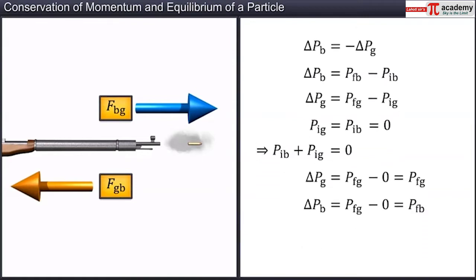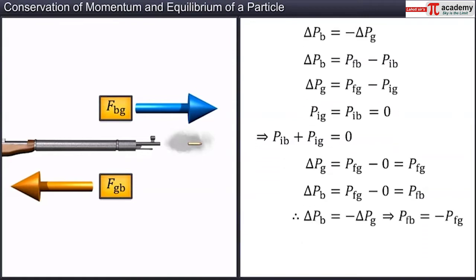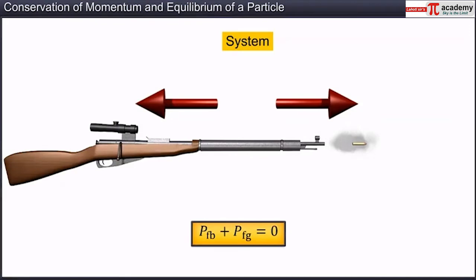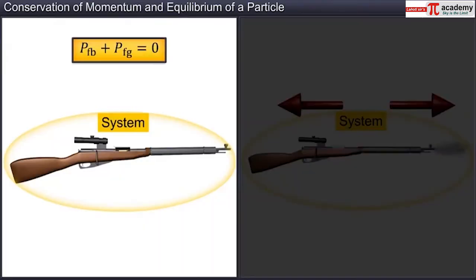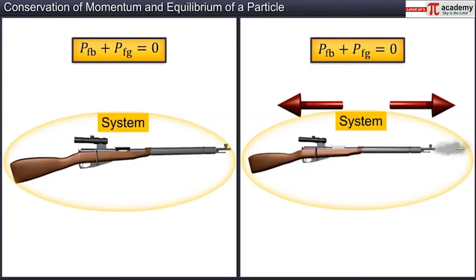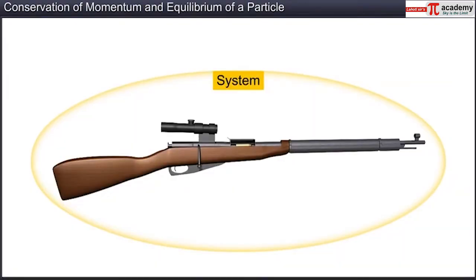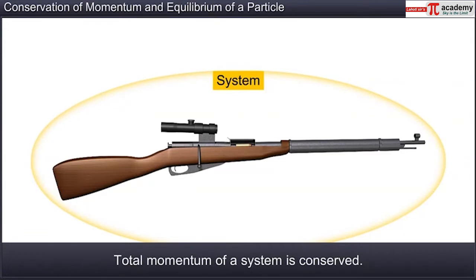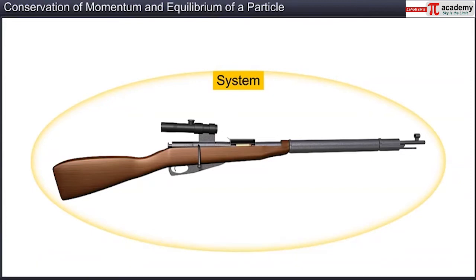Thus, the forward momentum of the bullet is numerically equal to the backward momentum of the gun, which is taken as negative. As the two momenta are numerically equal but opposite in sign, their algebraic sum is equal to zero. That is, the total momentum of the system is zero. We started with zero momentum of the system, and its final momentum is also zero. This shows that the total momentum of the system is conserved. That is, it remains unchanged.